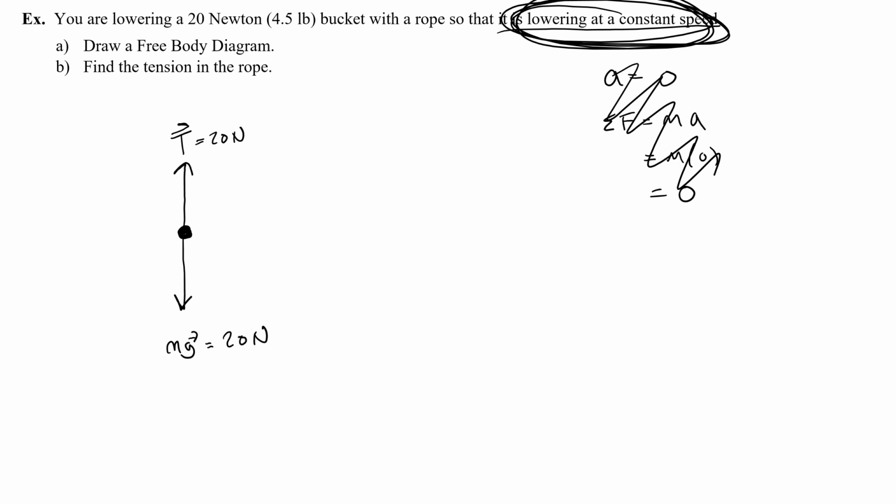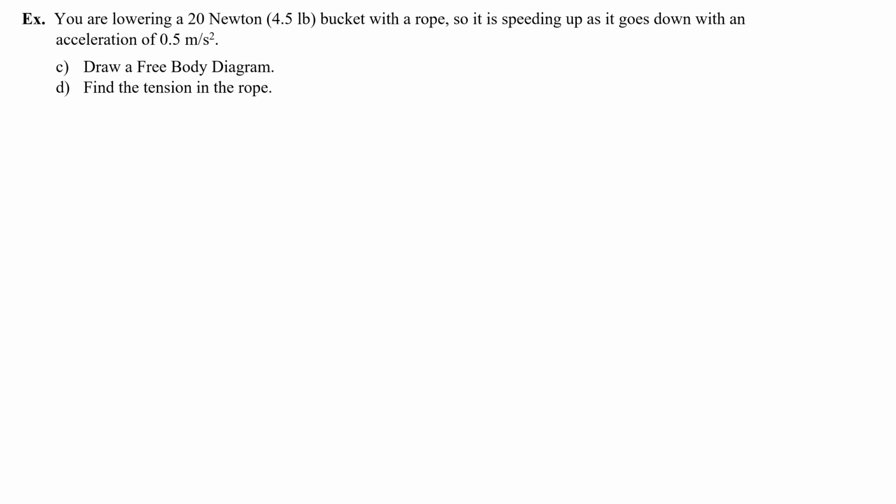All right, so these forces are balanced. And I know that tension is equal to 20 newtons. I'll draw a velocity vector off to the side. Even though the bucket is moving down, it does not mean that there has to be an unbalanced force, because it can move with a constant velocity while having the force balanced. Let's do another problem.